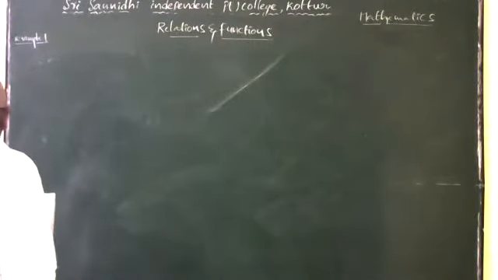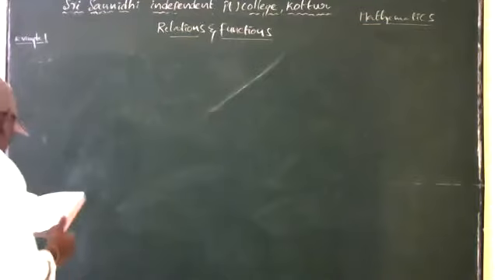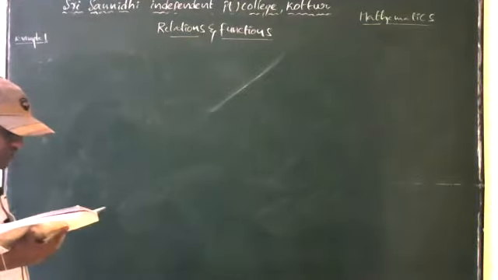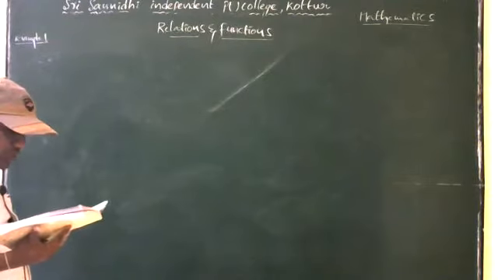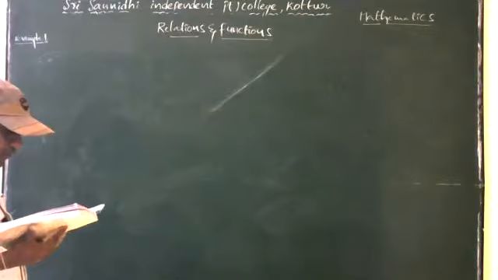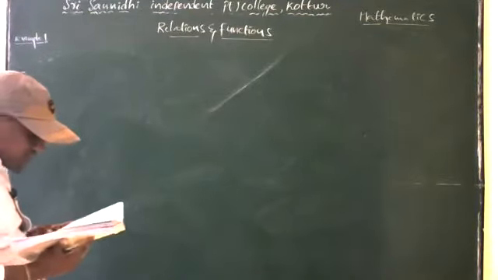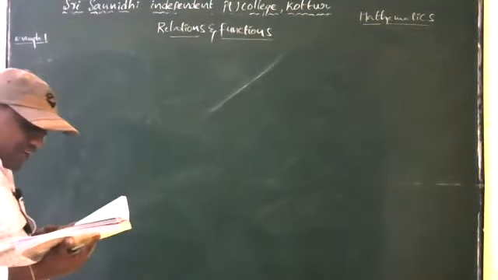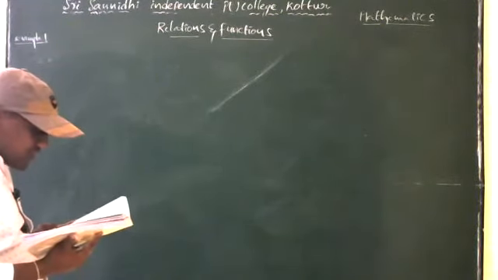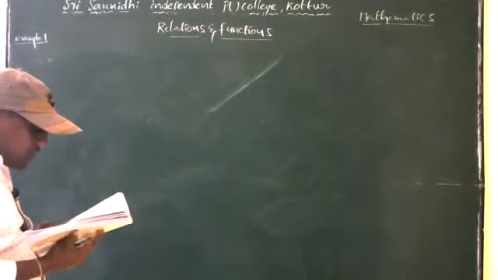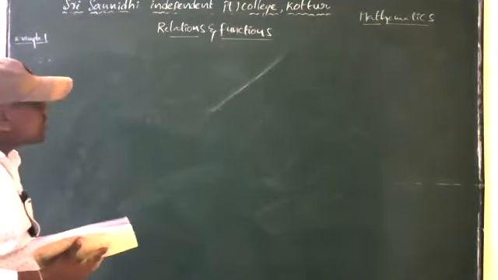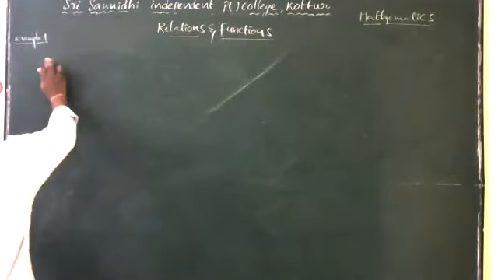See the example. Let capital A be the set of all students of a boys' school. Show that the relation R in A given by R is equal to (a, b) such that a is a sister of b is the empty relation, and R dash (a, b) such that the difference between the heights of a and b is less than 3 meters is the universal relation. So here they have given one question. What is the given question here?